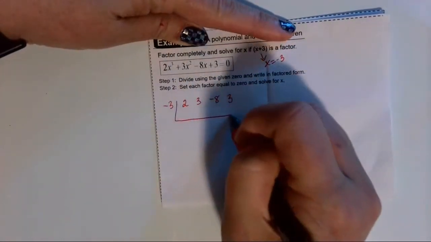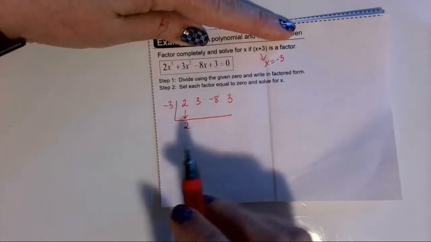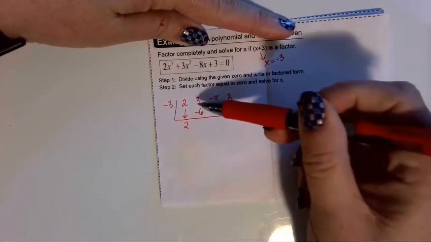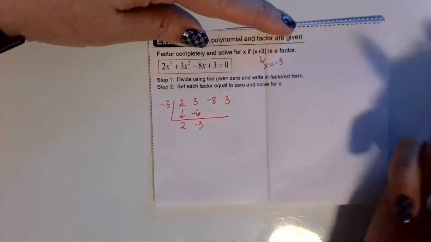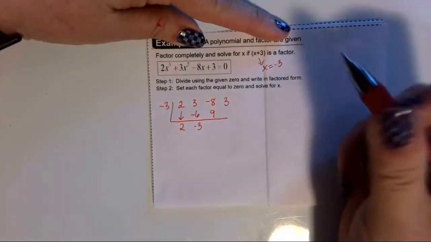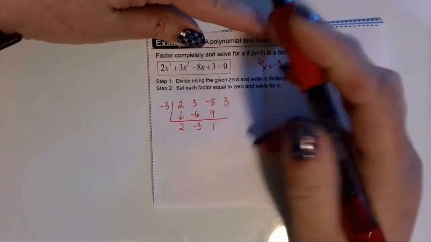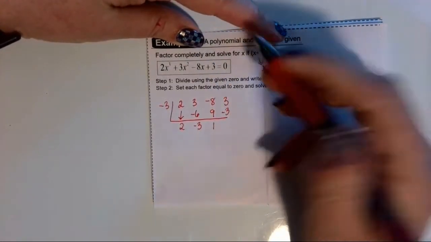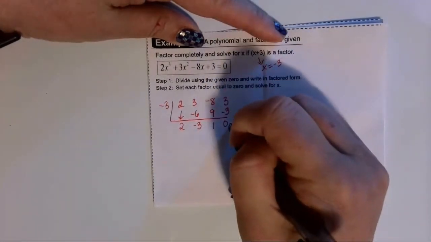And when we do synthetic division, we bring down that first term and then multiply. 2 times negative 3 is negative 6. Then add 3 plus negative 6 is negative 3. Then we're going to multiply. Negative 3 times negative 3 is positive 9. And add negative 8 plus 9 is 1. Then multiply. 1 times negative 3 is negative 3. And add negative 3 plus 3 is 0. And 0 is the remainder, right?